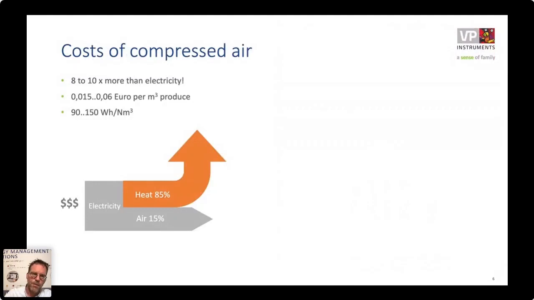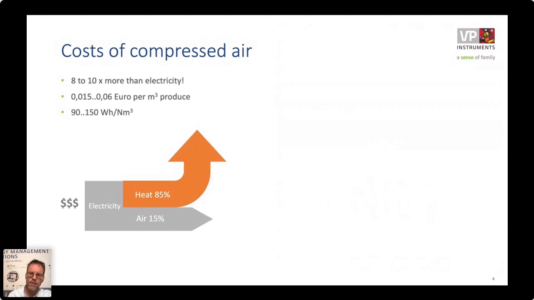Now, if you zoom a little bit into compressed air, how it's generated, first of all, of course, you need electricity most of the time. Sometimes people use diesel generators or diesel-powered compressors, but in most cases you have an electric motor, and this will convert the air from the atmosphere into compressed air. And while doing that, about 85% of the energy is lost through heat loss. And it will result in only 15% of useful compressed air.